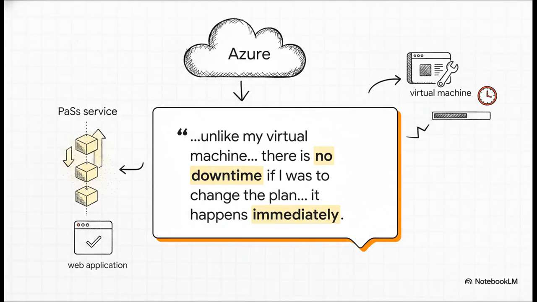Now here is the absolute best part about scaling up. When you decide to change your plan to a more powerful one, Azure handles it all behind the scenes, seamlessly. Unlike a traditional virtual machine where you'd have to schedule downtime, stop the machine, resize it, and start it back up, with App Service, there's zero downtime. The change just happens, instantly.